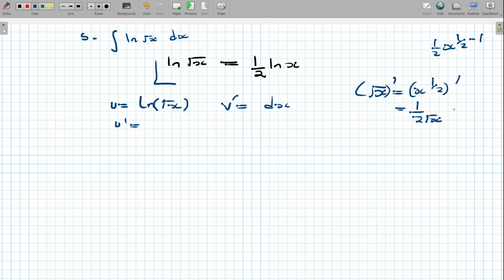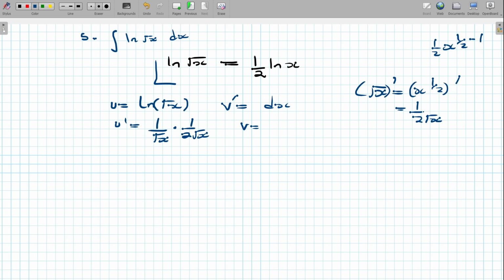So you get 1 divided by 2 multiplied by root of x. And then we now differentiate ln of what is inside. Now we know that the derivative of ln of x is 1 divided by x. So this is going to be 1 divided by root of x, and then multiplied by this item that we have here, multiplied by 1 divided by 2 root of x.